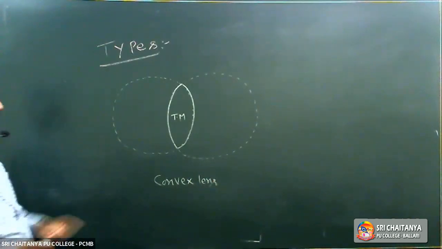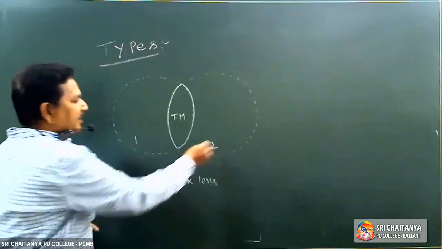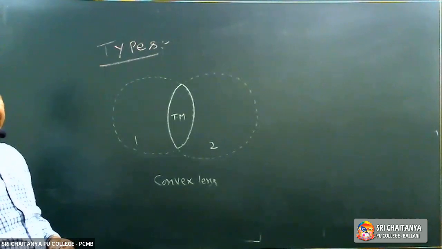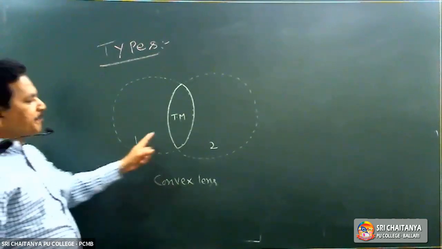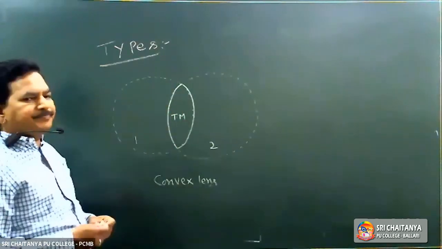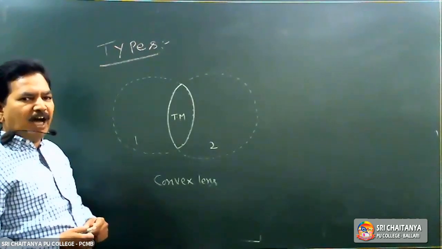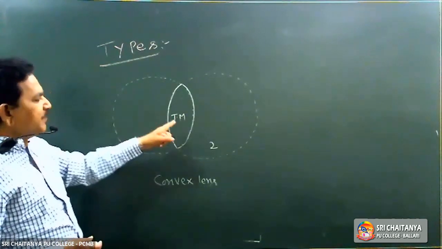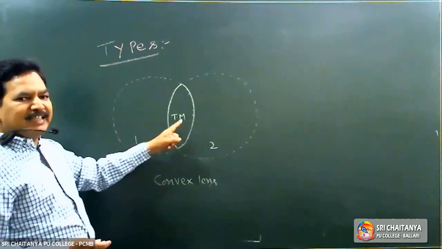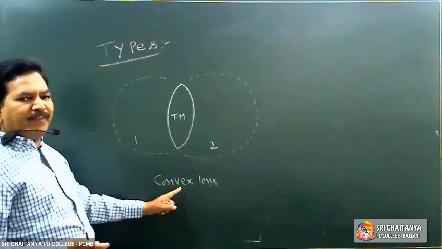How to understand? Very easily. Convex. Two spheres. This is the first sphere. This is the second sphere, maybe of the same radii or different radii. These two spheres are going to intersect with each other. The space where they intersect is filled by the transparent medium. Then that will become a lens, that is a convex lens.